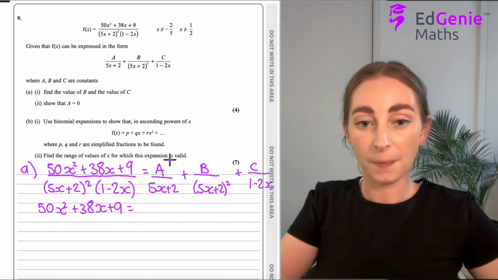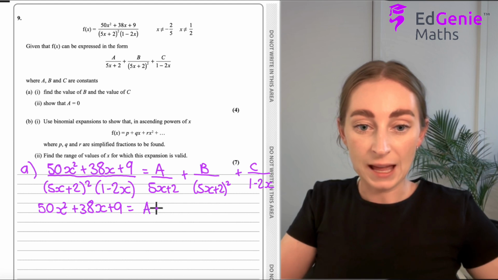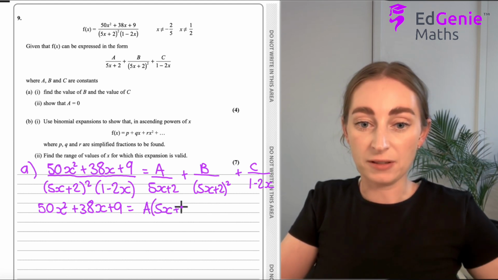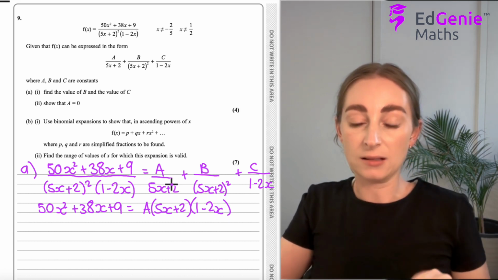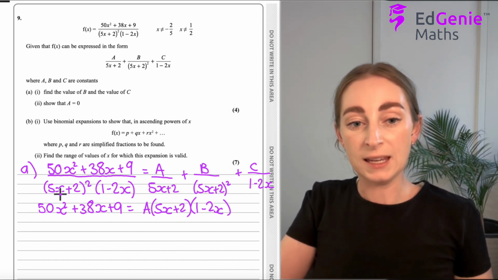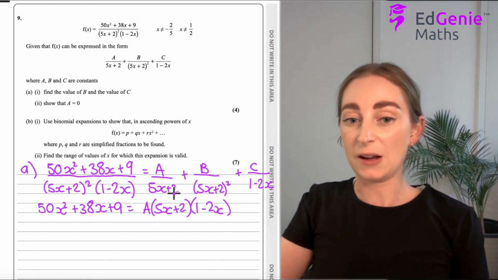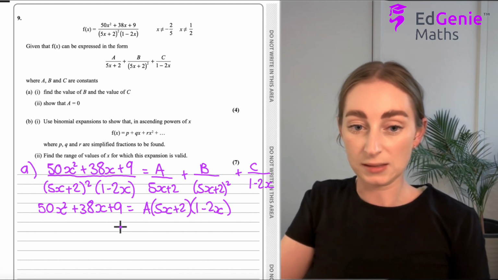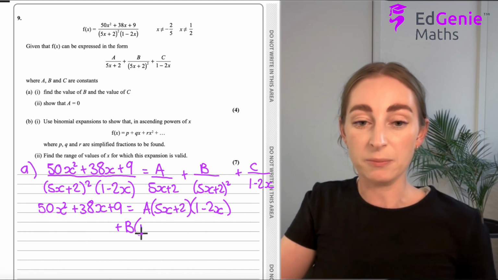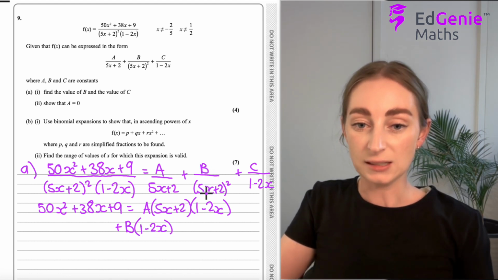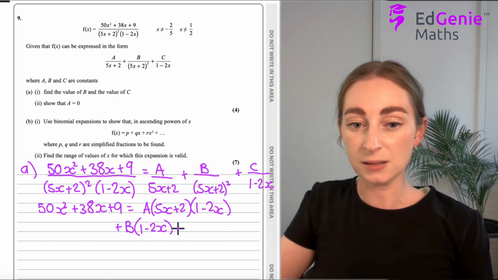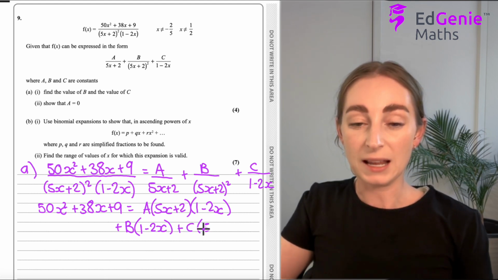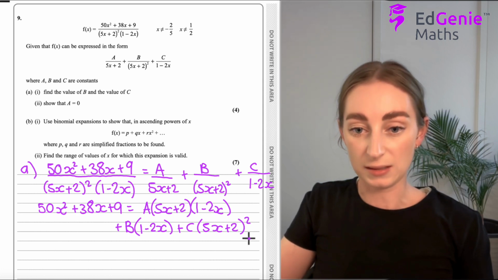So just that. This fraction here, we are going to be left with a multiplied by 5x plus 2 multiplied by 1 minus 2x. Can you see that? It's because the squared from the 5x plus 2 is going to cancel out with that one. So then we're just left with 5x plus 2 and 1 minus 2x. The other two fractions, so for b, we're going to have b times 1 minus 2x. So that's all that's left after we've multiplied by this. And for c, we're going to be left with 5x plus 2 squared.